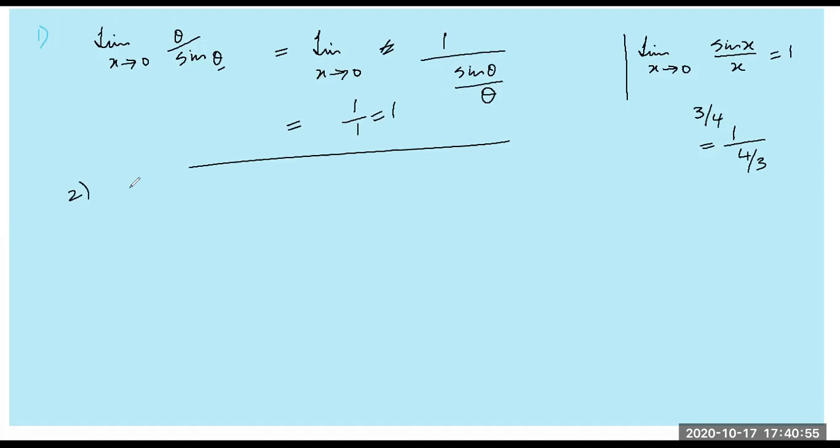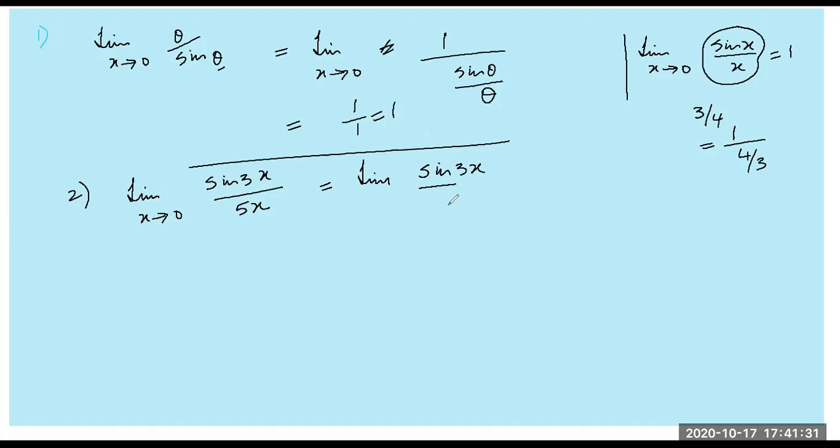Second question. Now we have limit x approaches 0, sin 3x by 5x. So yes, students, think how can we do it? Just a little bit of manipulation. We want to have this thing, sin x by x. Anyone can say? Obviously, we can't change this thing, sin 3x, but we can definitely go for 3. We can definitely write 5x in terms of 3x.